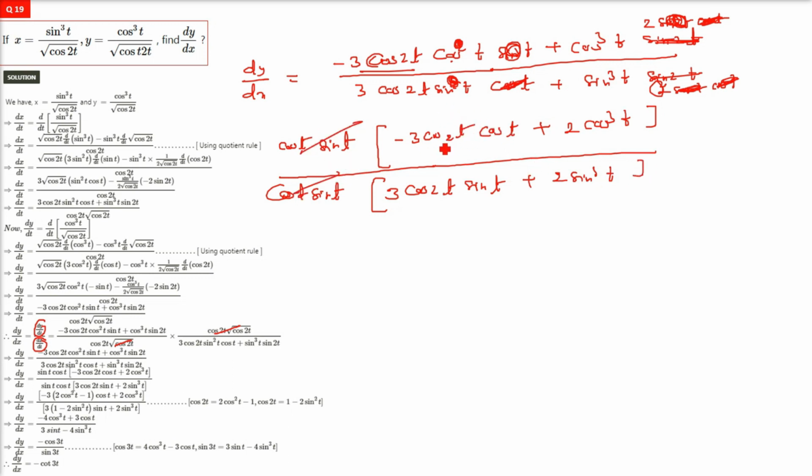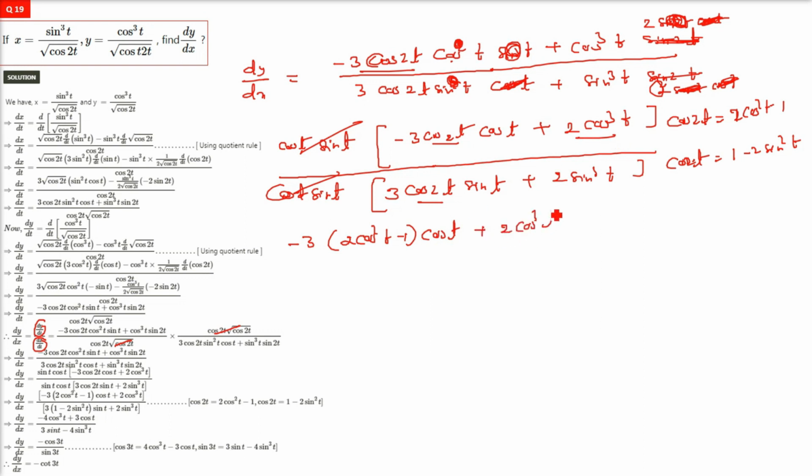What do we do here? Now this cos 2t, we have in the numerator also, cos 2t in the denominator also. So numerator will put cos 2t as 2 cos square t minus 1. In the denominator we will do differently. Denominator cos 2t will write it as 1 minus 2 sin square t. So what are you going to get? Minus 3 is 2 cos square t minus 1 into cos t plus 2 cos cube t. In the denominator, as I just indicated, it will be 1 minus 2 sin square t. Why? Because in the denominator it is all full of sin. So we cannot write cos. So we have 1 minus 2 sin square t.